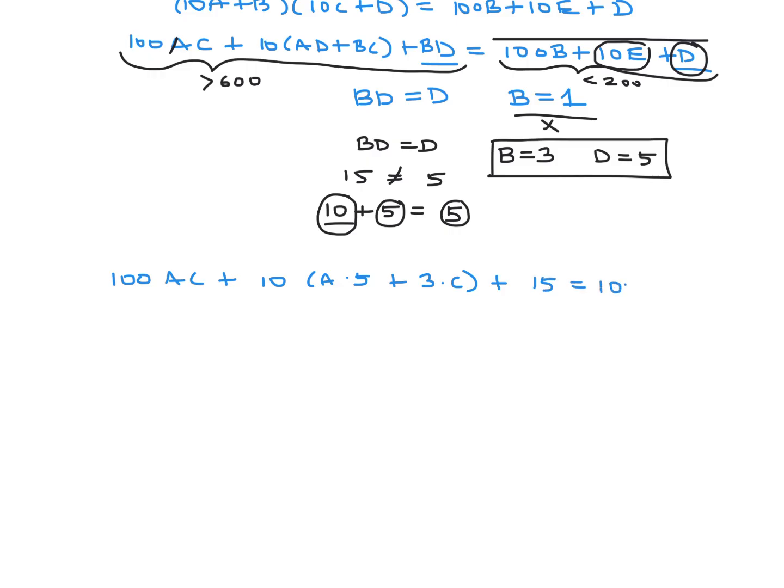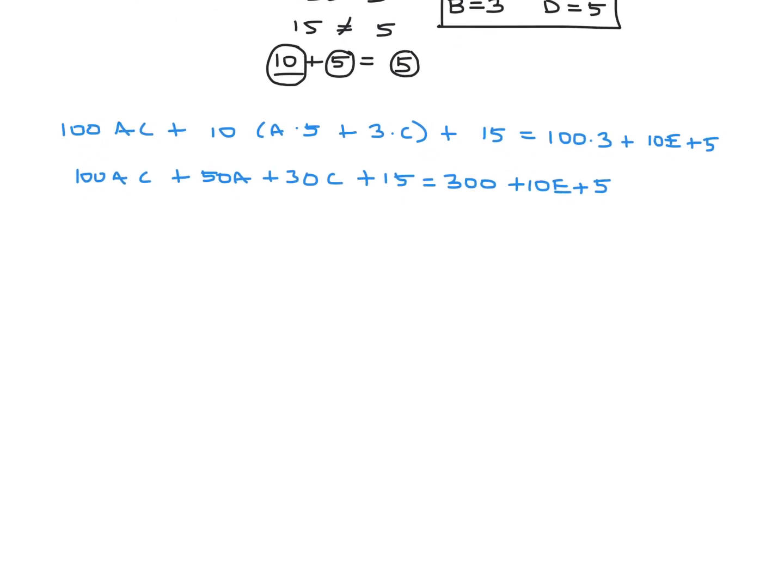And then on the other side, 100 times 3 plus 10E plus 5. Okay. So I have fewer letters, that's always good. 100 AC plus 50A plus 30C plus 15 is equal to 300 plus 10E plus 5. Okay, now let's see here. Can we collect any like terms? 100 AC plus 50A plus 30C is equal to 290 plus 10E.